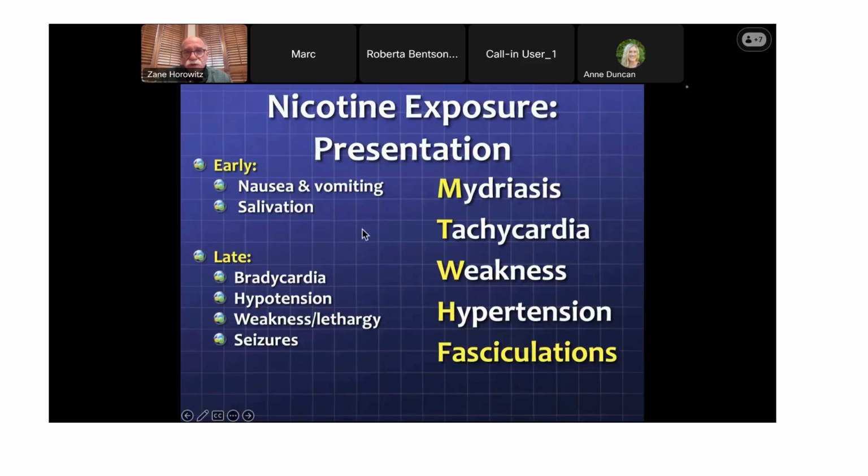But in general, kids will get nausea, vomiting, tachycardia. I think the child that Matt Noble saw had some vital sign abnormalities. I think he also had some seizures too. So if you get enough of it, you can get sick.